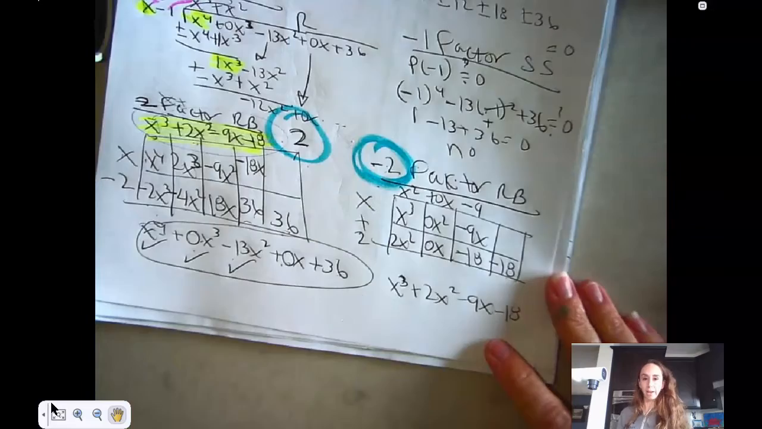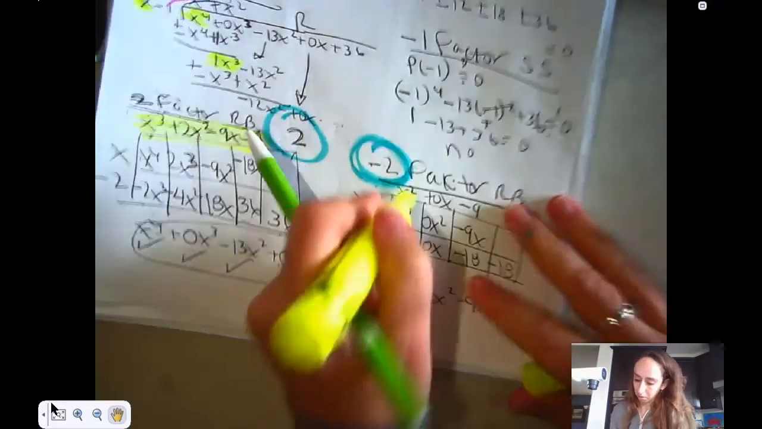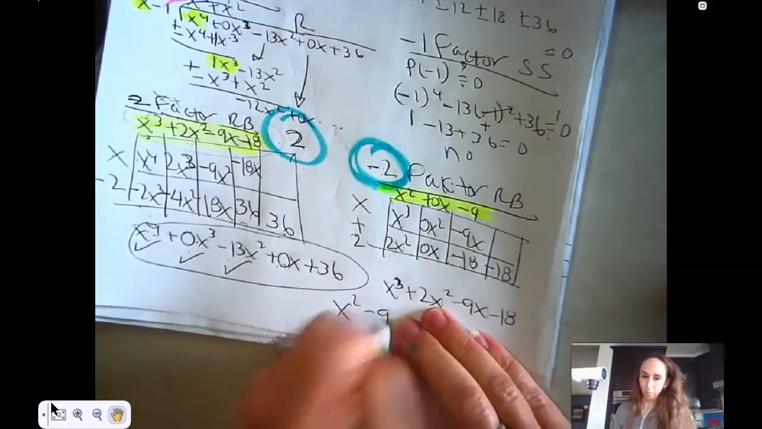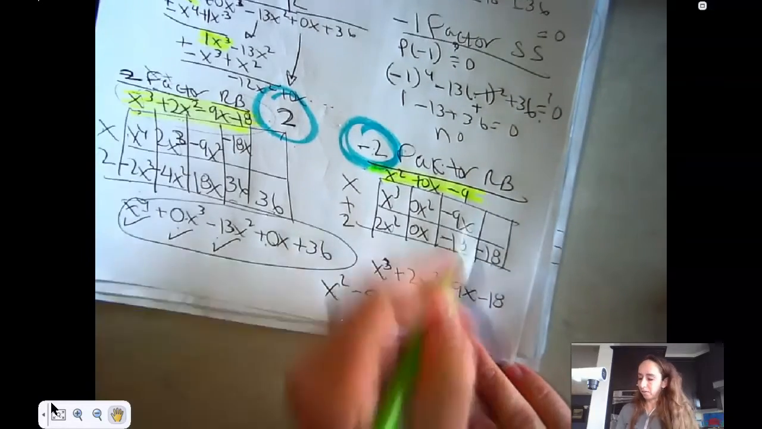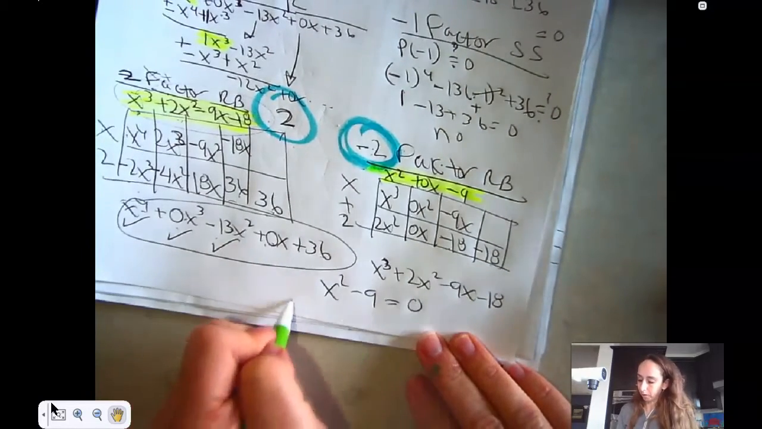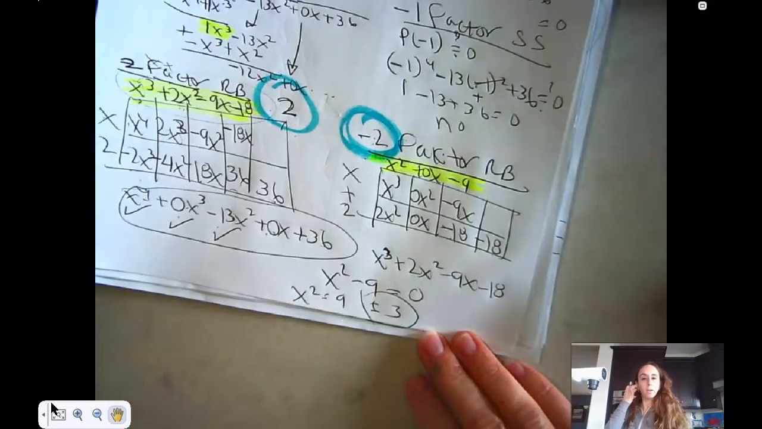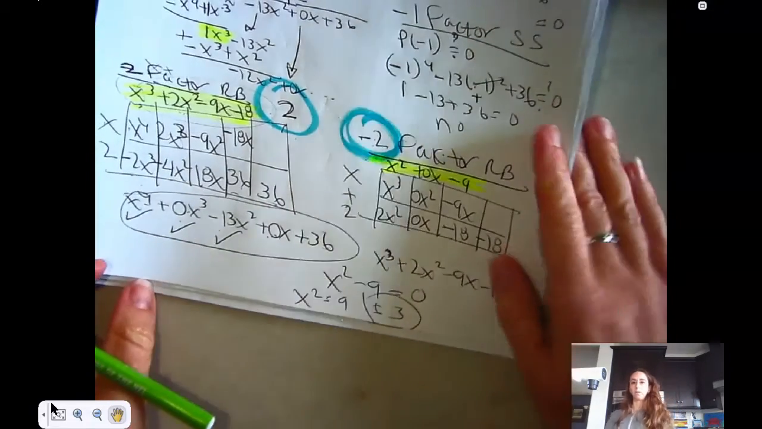And then I go, okay, I got 2 of them. I still need 2 left. What am I left with? X squared plus 0x plus 9, which is really x squared minus 9. Oh, I don't need to do reverse box anymore. I can set it equal to 0, x squared equals 9, plus or minus 3. Are you guys with me? All right, that was a workout.